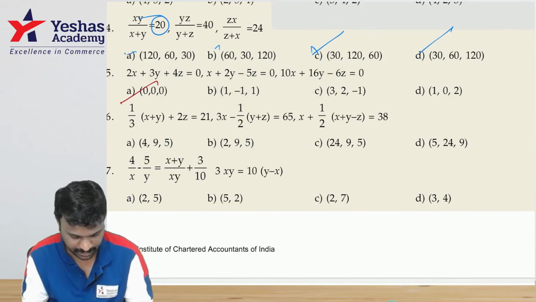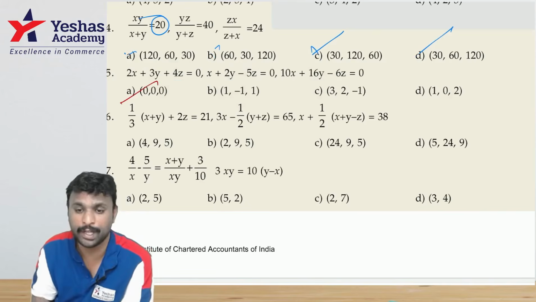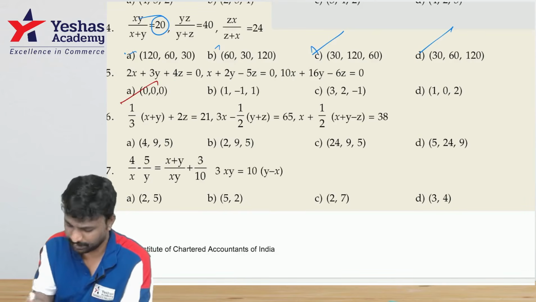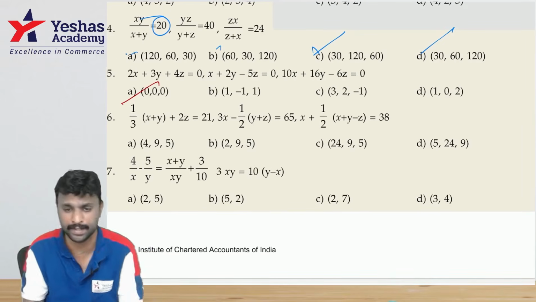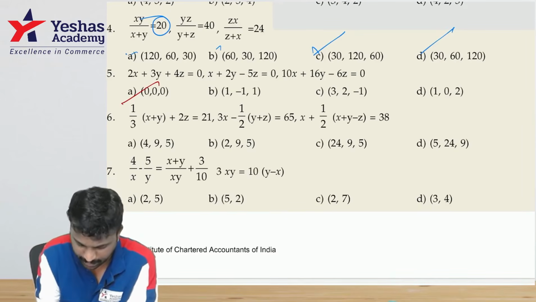Guys, question number 6. We need to check. We need to plug in the values for x, y, z. Whichever option satisfies is the right answer. Everybody look at this. X plus y.